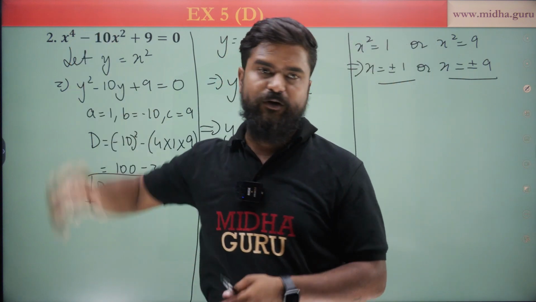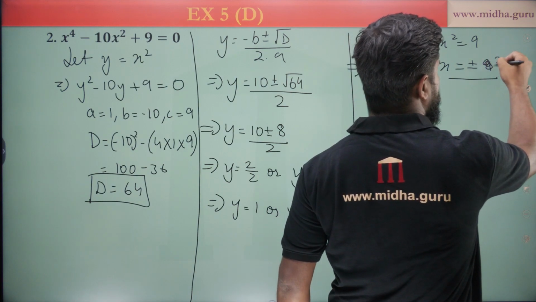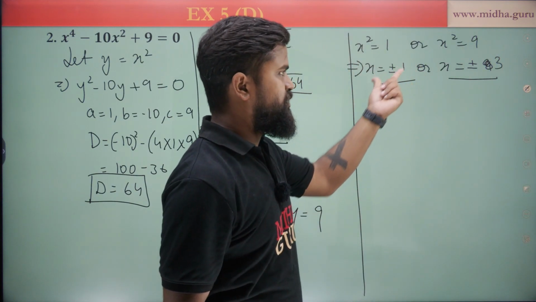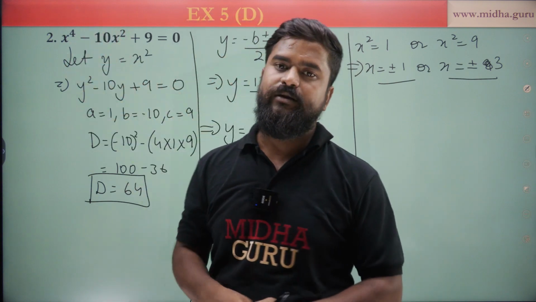Since it was a power x⁴, we would get 4 values. Oh sorry, I wrote 9. The square root of 9 being 3. So either x is equal to plus or minus 1 or x is equal to plus or minus 3. Those are the solutions for the given equation.